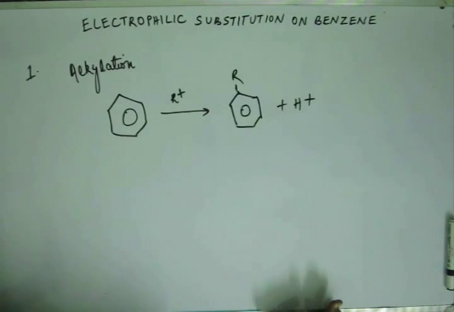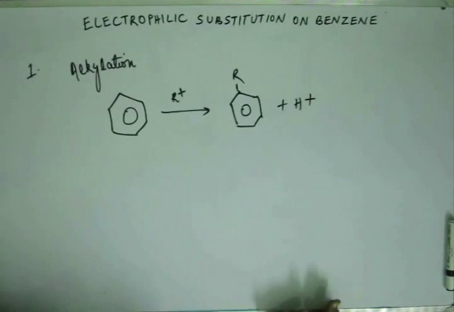Now this R+ is merely the same as E+, that we are not going to see anymore. The mechanism is exactly the same. What we are going to see now is how this R+ is generated in the system. Because R+ is not a stable thing. I cannot store R+ in the lab and use it whenever it is required. R+ somehow has to be generated in the system itself during the time of reaction.